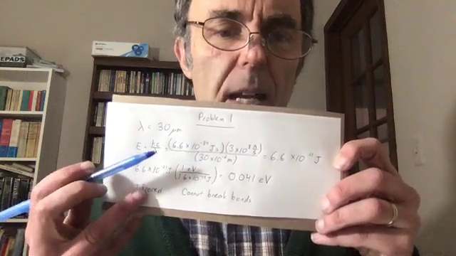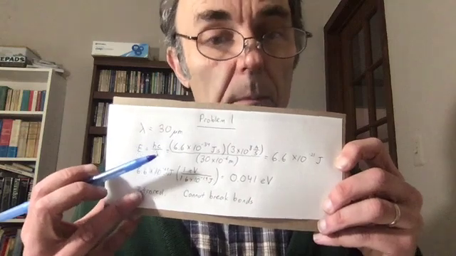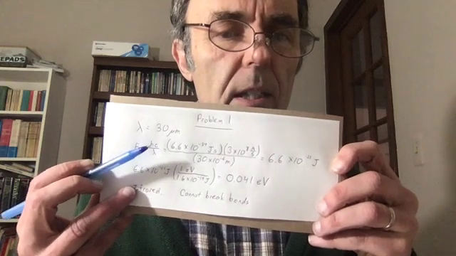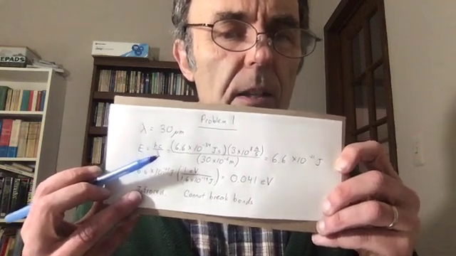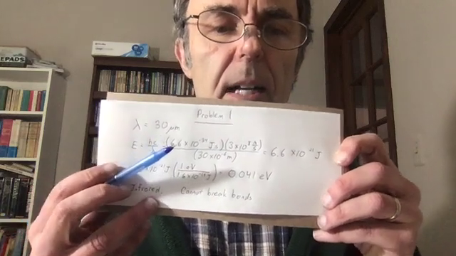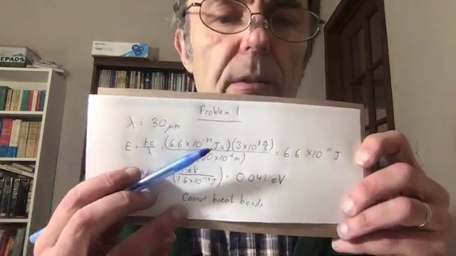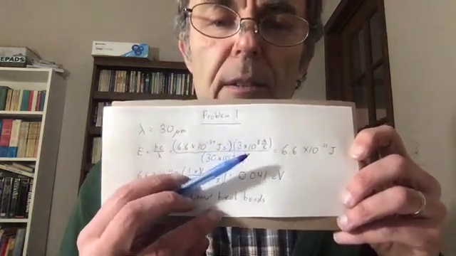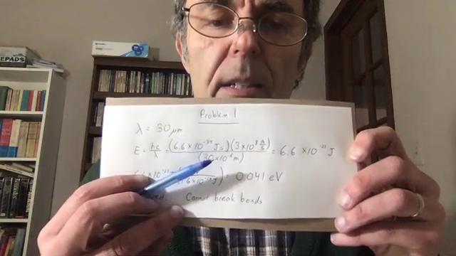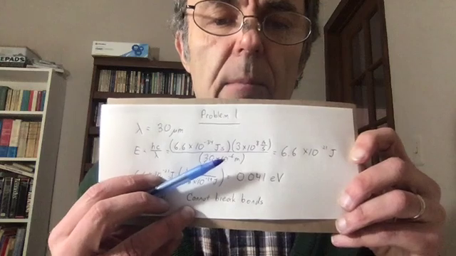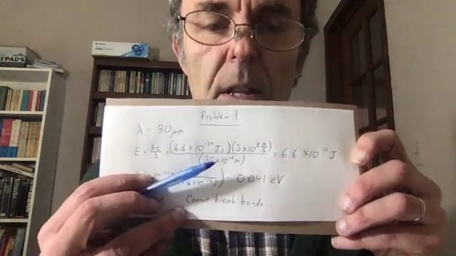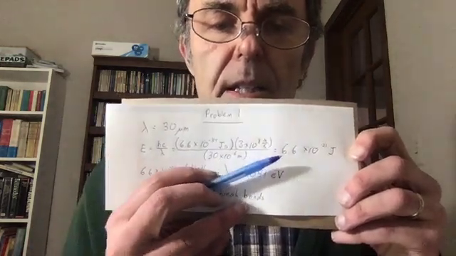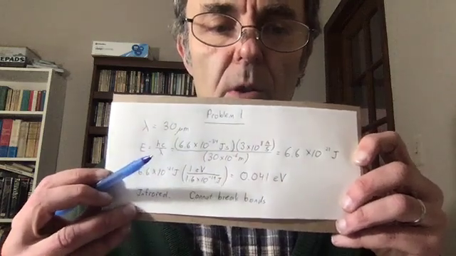Now the energy is going to be Planck's constant times the frequency. But the frequency is the speed of light over the wavelength. So put those together and you get the energy is Planck's constant times the speed of light over the wavelength of light. Planck's constant, 6.6 times 10 to the minus 34 joule seconds. Speed of light, 3 times 10 to the 8th meters per second. The wavelength is 30 microns, excuse me, convert it to meters: 30 times 10 to the minus 6 meters. And what you get is 6.6 times 10 to the minus 21 joules.